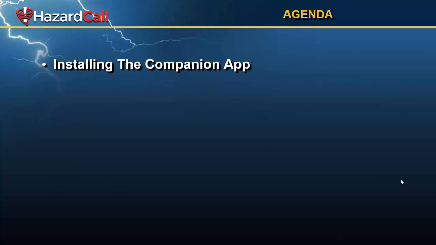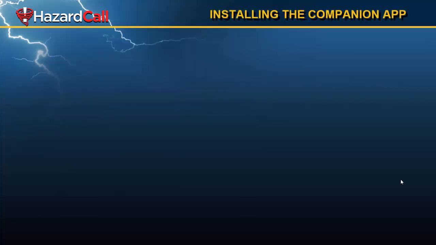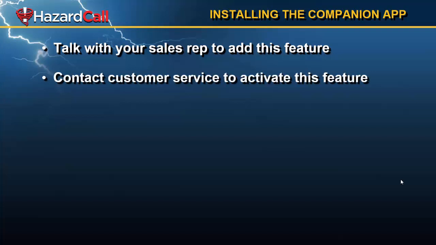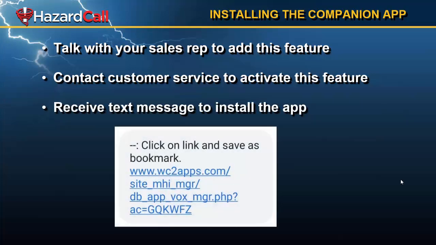All right, so what we're going to do today is explain how you would install this companion app on your phone. We're going to actually record a message, and we're going to send a message. So to install the companion app, again, you first want to talk with us about adding this feature to your account. Once you do that, our customer service will activate this feature on your account, and they activate it by sending you a text message inviting you to install the app on your phone.